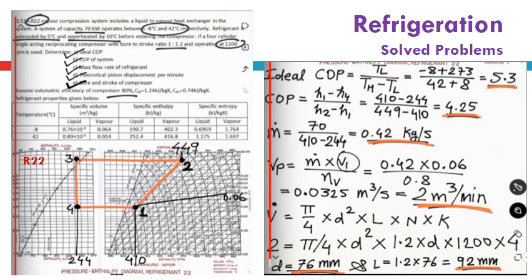Then we will go to estimate the mass flow rate of the refrigerant in item C. M dot refrigerant will equal the total cooling load in kilowatt divided by the specific cooling effect inside the evaporator, which is equal to H1 minus H4. So M dot refrigerant equals 70 kilowatt divided by 410 minus 244, which gives that M dot refrigerant equals 0.42 kilogram per second.